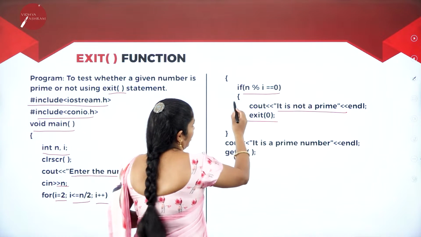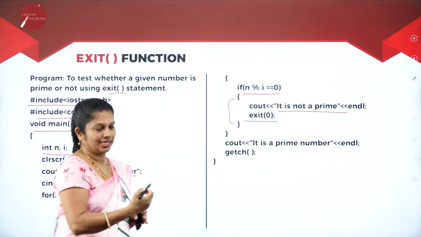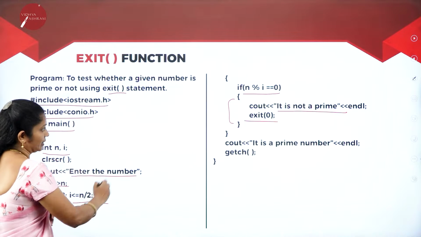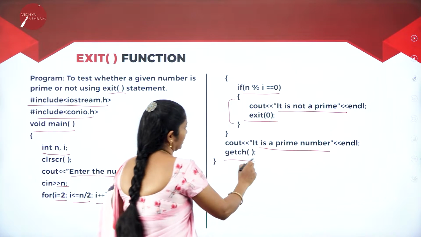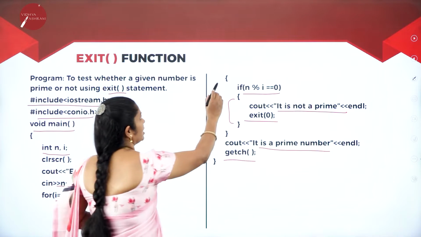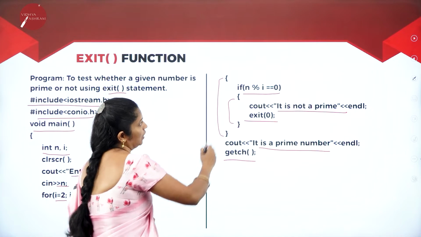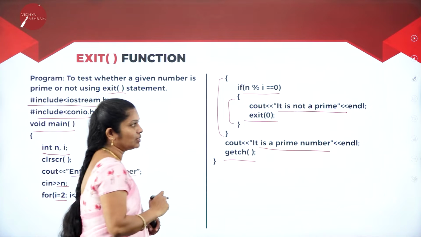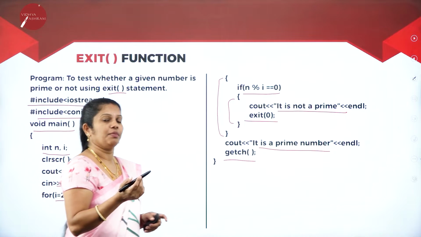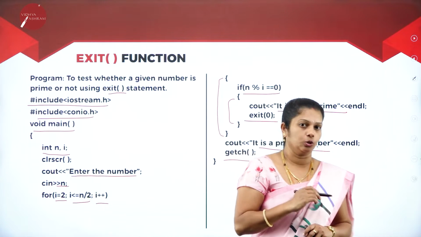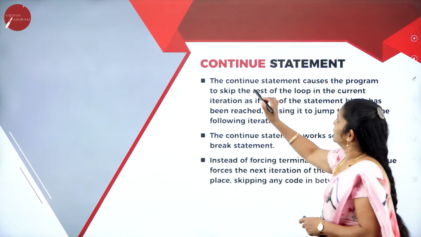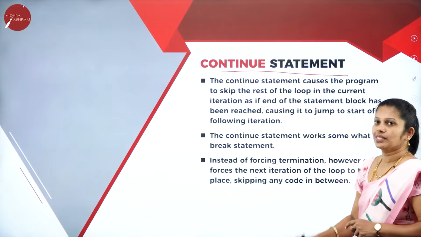Otherwise, if this condition is not satisfied, then after this we display with cout "it is a prime number", then getch. Here we open the for loop and here we close it, and here we open the if and close it here. It means that by using the break statement we can come out, and by using exit also we can come out. Next we will discuss the continue statement.